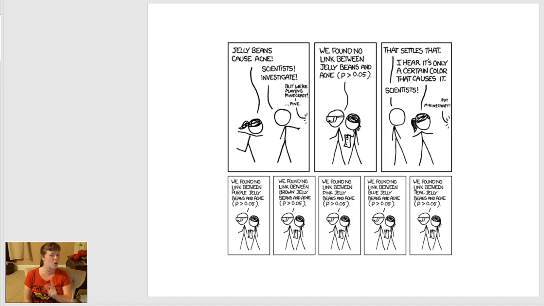Now, I want to walk you through a comic that sort of illustrates this idea about the problematic nature of inflated type 1 error. And this is from my favorite webcomic, XKCD, Randall Munroe. And here he says, jelly beans cause acne. Scientists investigate. And scientists are busy playing Minecraft, which I empathize with, right?